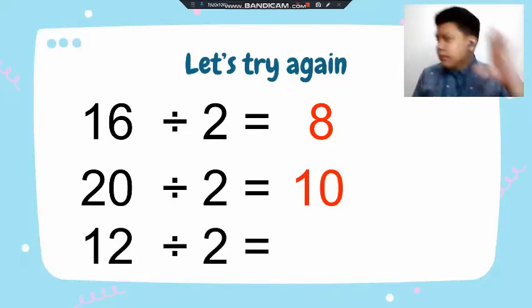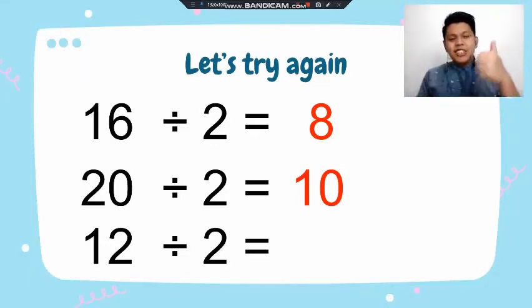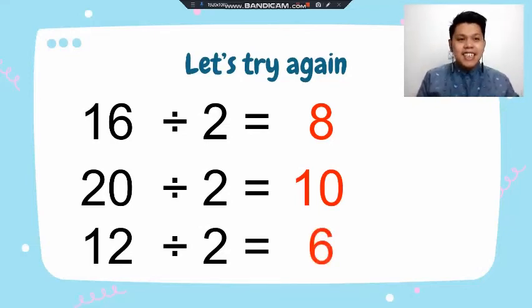And last one. Here we go. Good job. The correct answer is 6. Great. Now, this is the same process as you go on to the different division numbers.